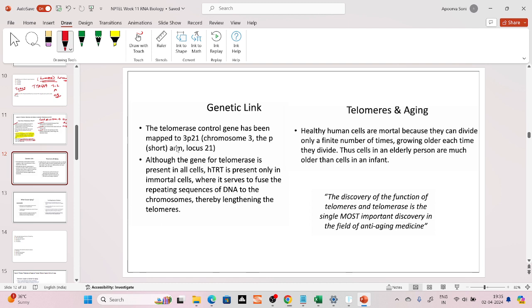This is just the location of the gene that it controls, and there's nothing to explain. You can just read it.